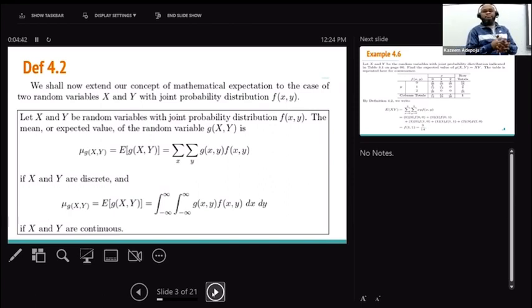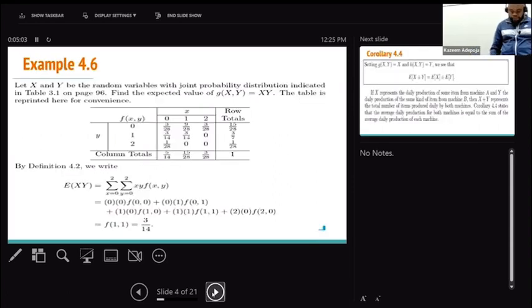What if I'm talking about the product of X, Y, Z? If I have 3 variables and each of them is discrete, I'm going to have a triple sum. If they're continuous, I'm going to have a triple integral. I just wanted you to take note of that. We're going to kickstart by considering a discrete situation.